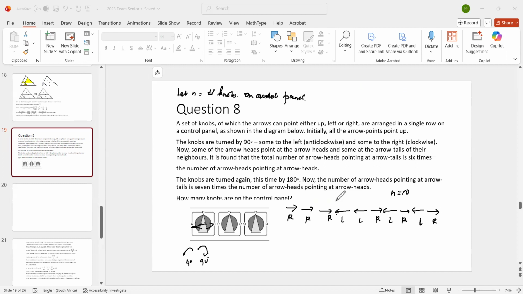Okay. Now, it says here some of the arrowheads point to arrowheads and others to elsewhere. Let's look at the different situations you have. There are 4 types of neighbors.